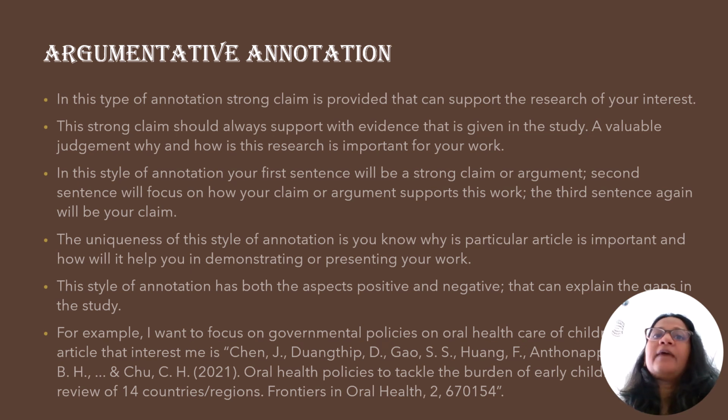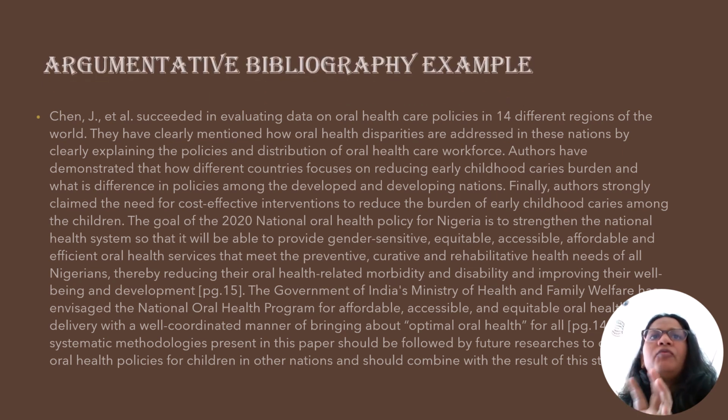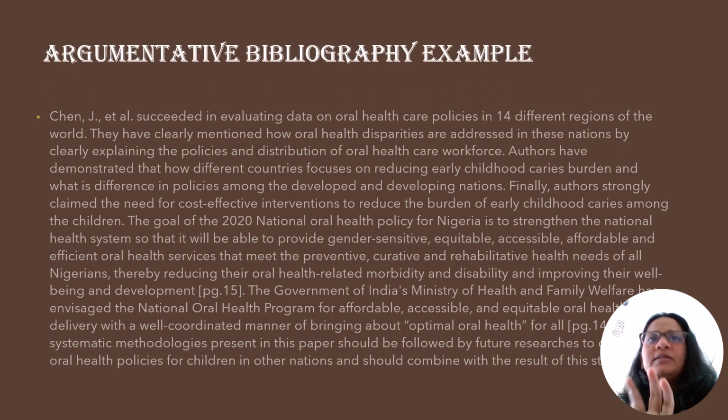Now here I want to check the focus. I want to focus on the governmental policies on oral health care for children. The article of my interest was published in 2021, and again it is in APA style. So here I have written an example of how this argumentative annotation looks. I have written how they have succeeded in their work, what they have mentioned, how the authors have demonstrated the different countries, what policies they have, what they are writing about, and how the countries are implementing these policies. In this argumentative annotation, I can even note the page number.